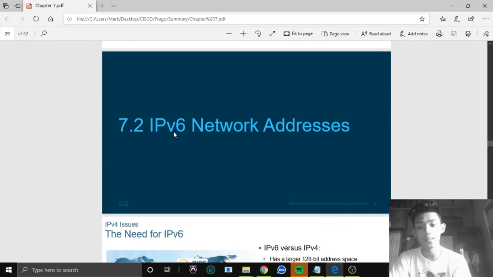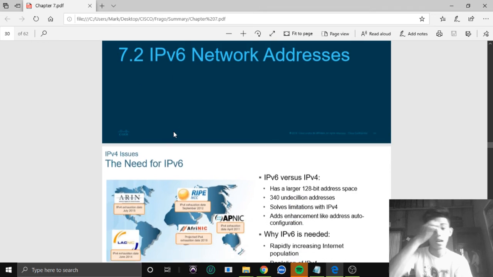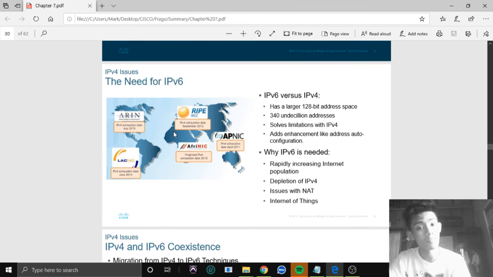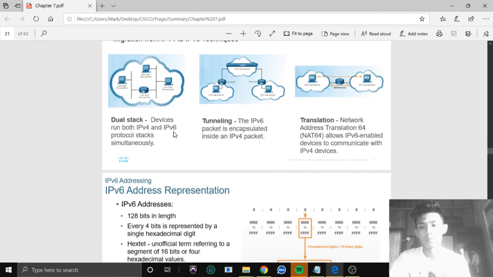IPv6 network addresses. IPv6 versus IPv4: IPv6 has a larger 128-bit address space, 340 undecillion addresses. It solves the limitations of IPv4 and adds enhancements like address auto configuration.